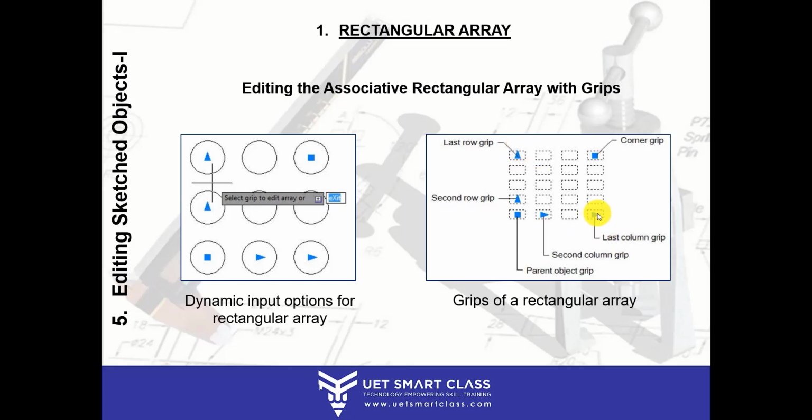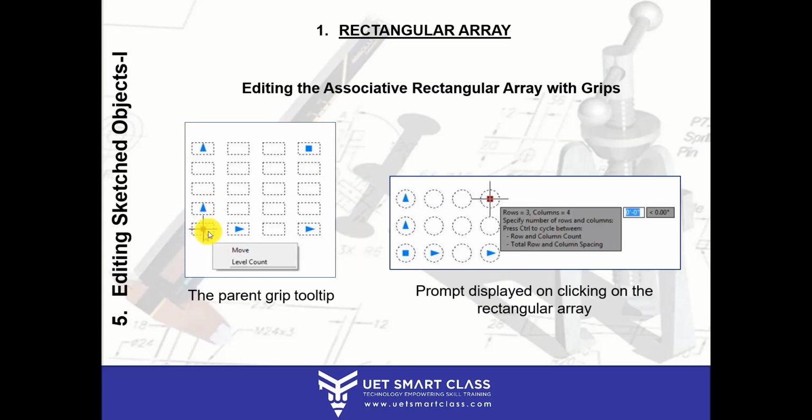Same here with the last column grip, you can create more columns, and with the second column grip, you can increase or decrease the gap between the columns. Okay. See, this is the parent grip. When you move your cursor over it, it will show 2 options, move or level count. So you can increase the level count or just move the complete array to a new position.